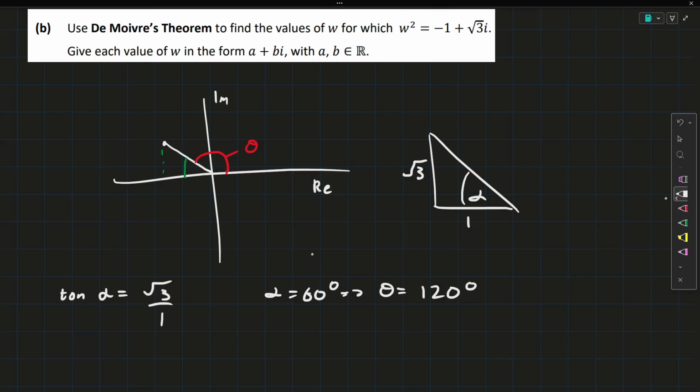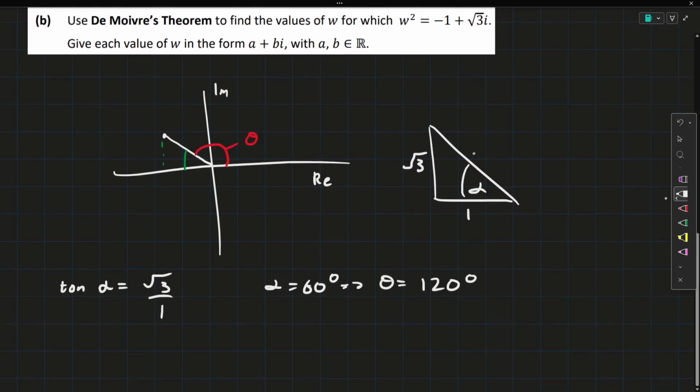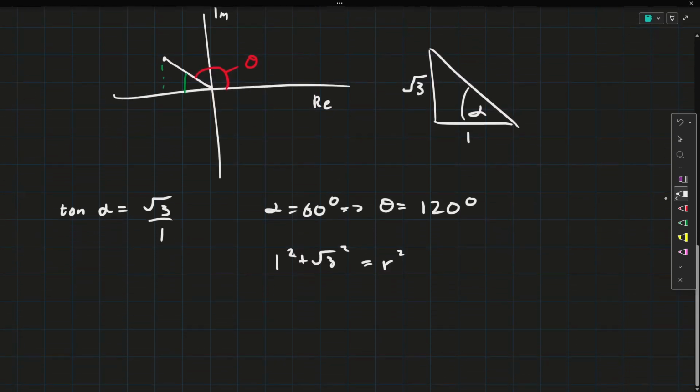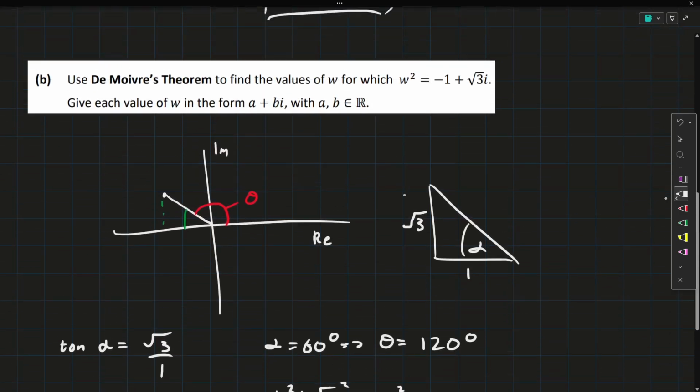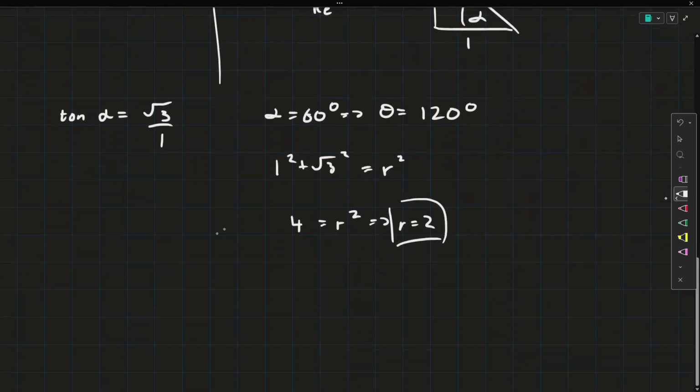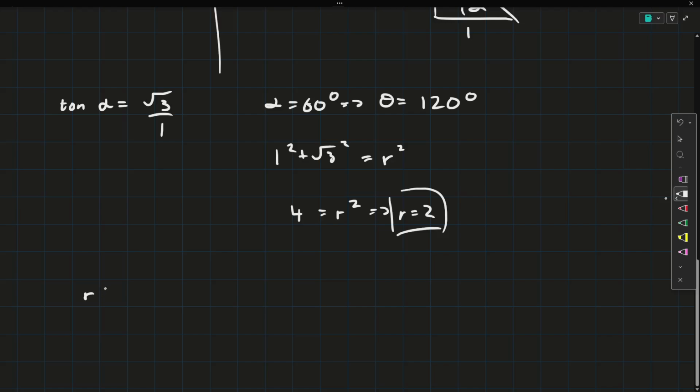I'm just doing this in degrees because people generally tend to find it simpler. Now to find the hypotenuse, we know that 1² plus √3² will be equal to whatever the hypotenuse is squared. We usually call it r. So we get 4 on this side because √3 squared is 3. So 1 plus 3 is 4 equals r², which means that r is equal to 2, because r is a distance. So that means we can write it in polar form as r times (cos θ + i sin θ).